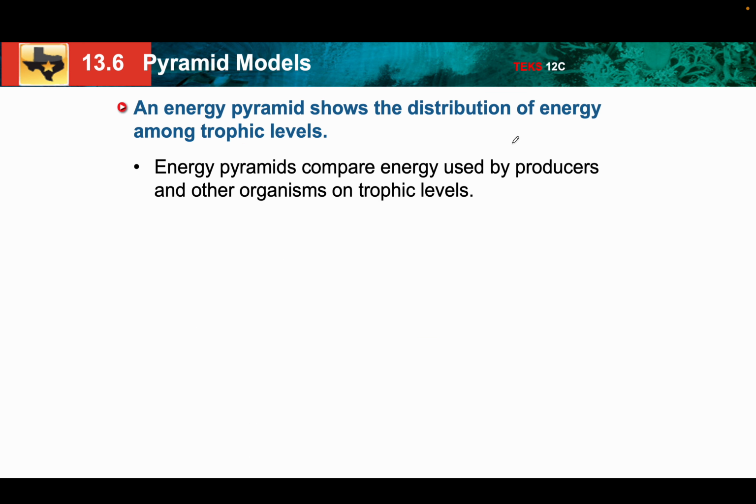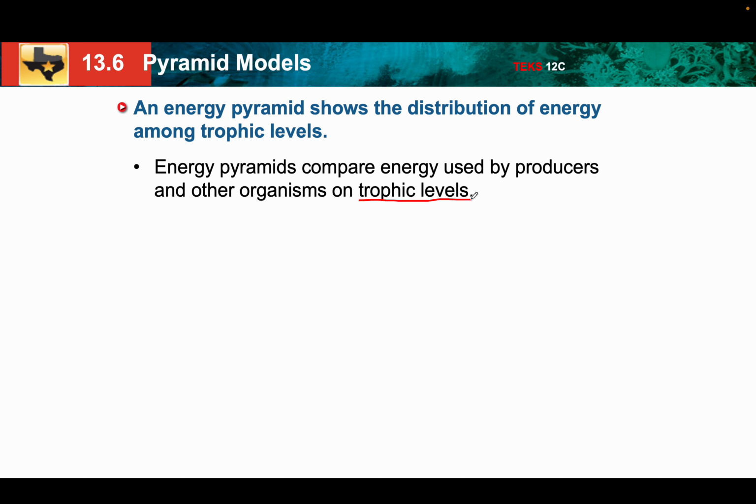All right, the energy pyramids show the distribution of energy among these trophic levels. Now that you should already have in your journal. If you don't, you need to write that. Energy pyramids compare energy used by producers and other organisms on trophic levels. This term should be very familiar. If the teacher or the sub, whoever is in here, asks you what a trophic level is, you should be able to explain what it is. And hopefully somebody can say that it's a nourishment level, or a feeding level, or a tier on an ecological pyramid that shows where an organism sits in a particular food web.